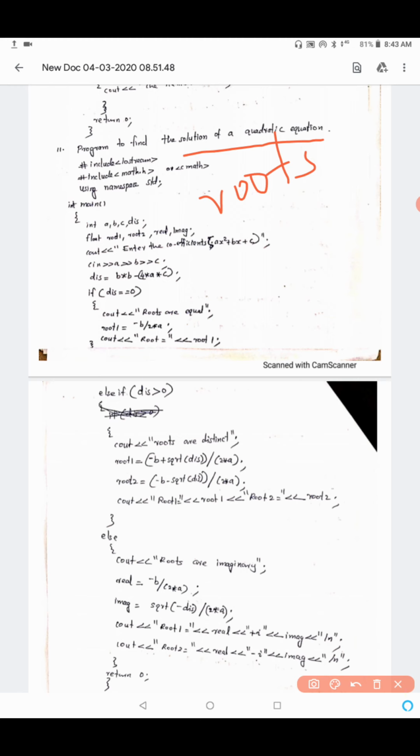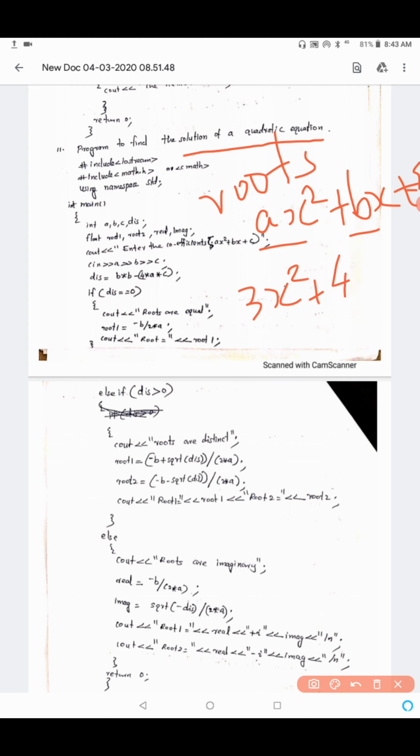It's of highest degree 2. Example, a general form is this one: ax square plus bx plus c. So there is an x square term, an x term and a constant. So the highest possible degree is 2 for a quadratic equation. Example, we can give 3x square plus 4x plus 8. This is an example of a quadratic equation.